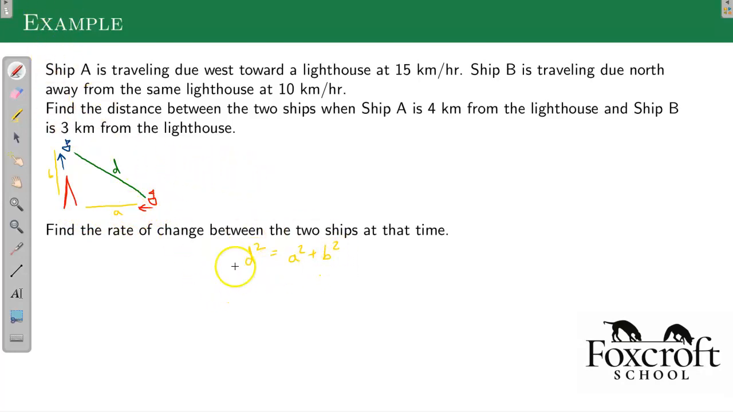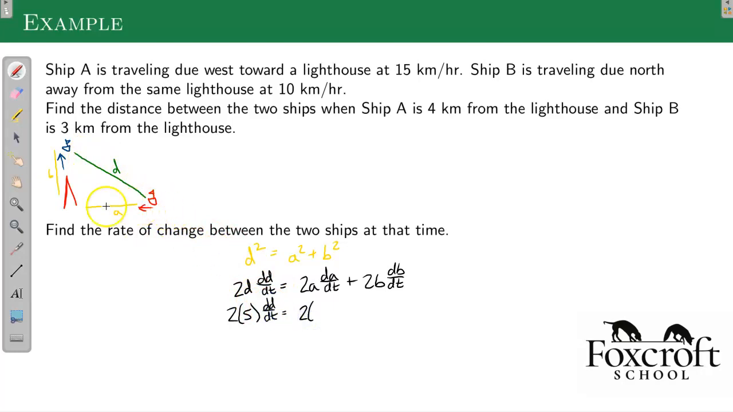Now I take the derivative of this equation. I get 2d dd/dt. Maybe I shouldn't have called it d, but it's fine. 2d dd/dt equals 2a da/dt plus 2b db/dt. And now we just plug in everything that we know. d represents the actual distance between them at this time. That's just one snapshot in time. The distance between them we just found is 5. dd/dt represents how the distance d is changing, which is actually what we're trying to find, so we don't know this yet.